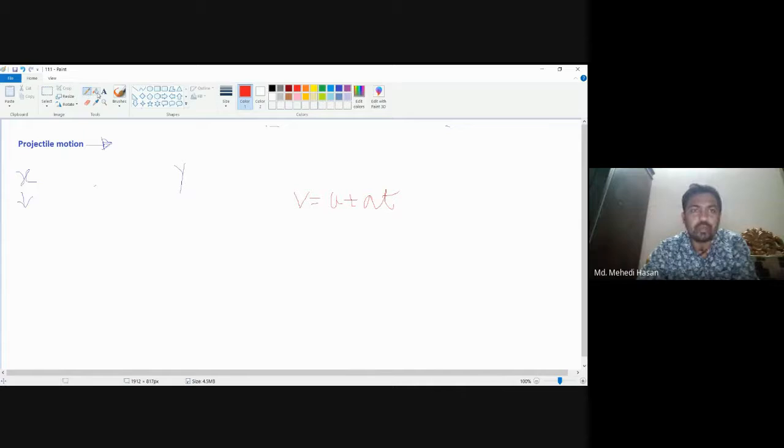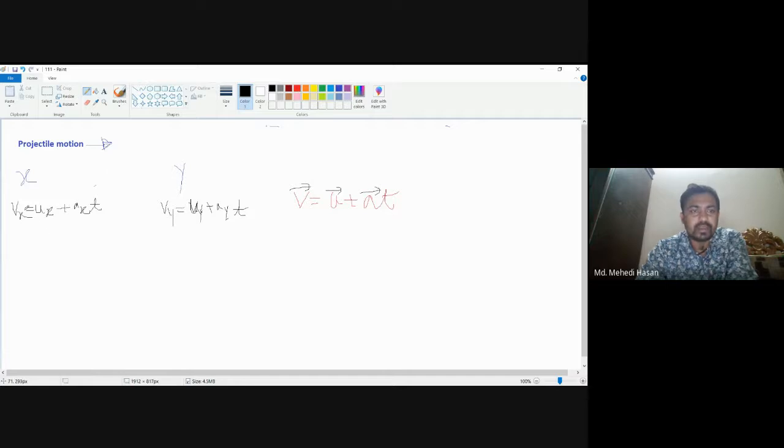So if we write this in two component form, that means X and Y. In case of X, if we consider the X component, the variables will be the X component and the Y component. There are three variables here, V, U and A. So that means Vx equal to Ux plus ax t. That is the X component of this equation, and the Y component will be Vy equal to, sorry, Uy plus ay t. So these are mainly the two components, x and y.